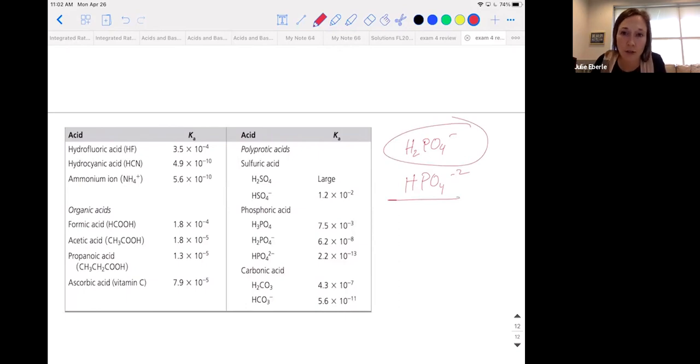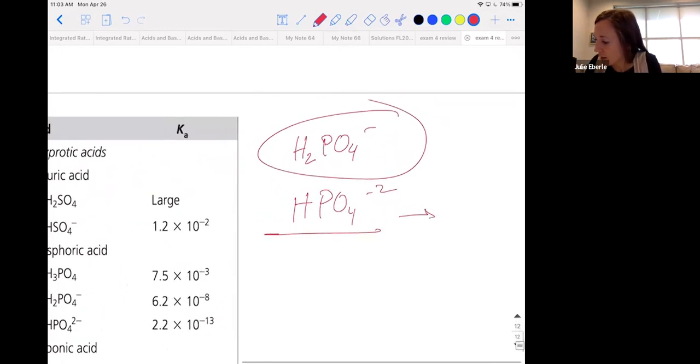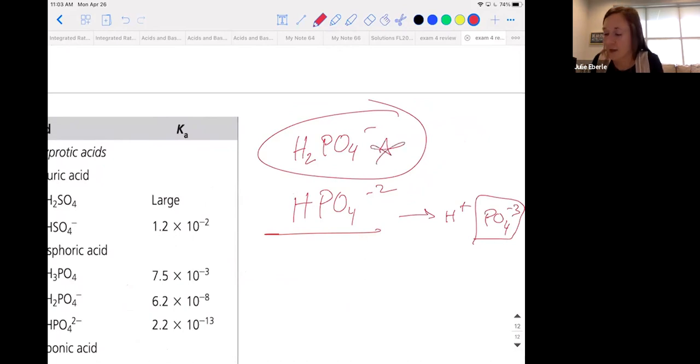Acids donate, they're proton donors. They give a hydrogen away. If this gives a hydrogen away, then you're left with H plus and PO4 minus 3. Well, we don't have that anywhere in our buffer, so this one is our weak acid.